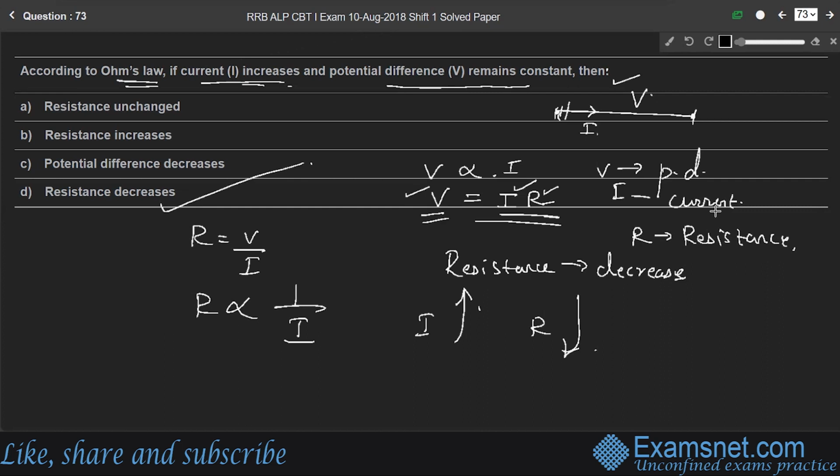Increasing the voltage will cause the current to increase, and increasing the resistance will cause the current to decrease. If voltage increases, current also increases because V is proportional to I, but I is inversely proportional to R. So increasing the current means increasing the voltage or decreasing the resistance, and increasing the resistance means decreasing the current. Therefore, option D is the right answer.